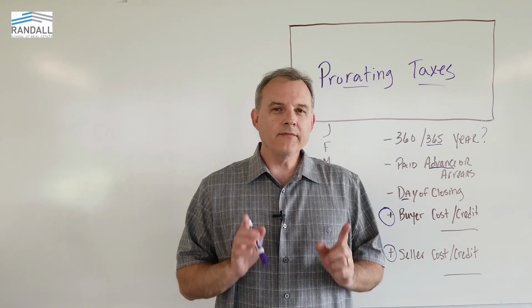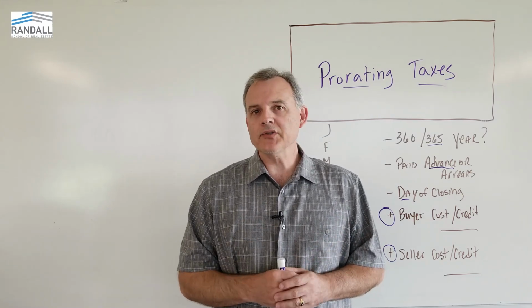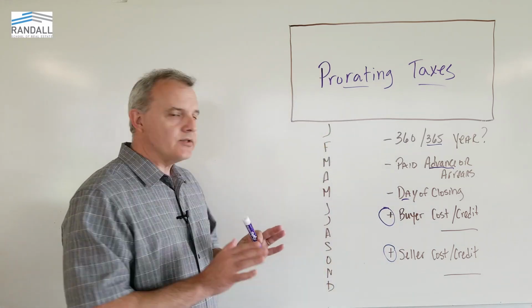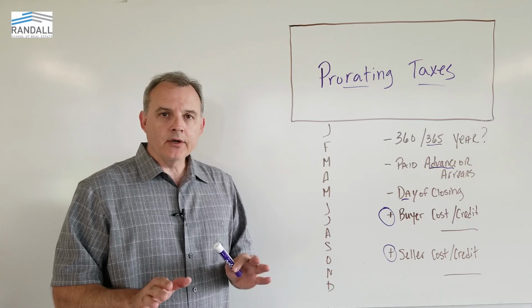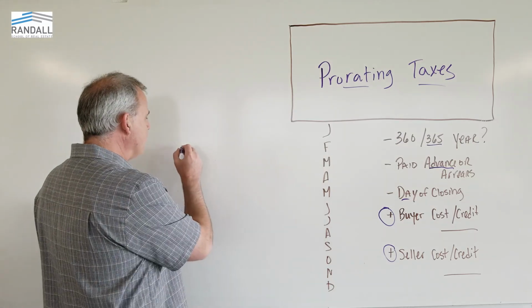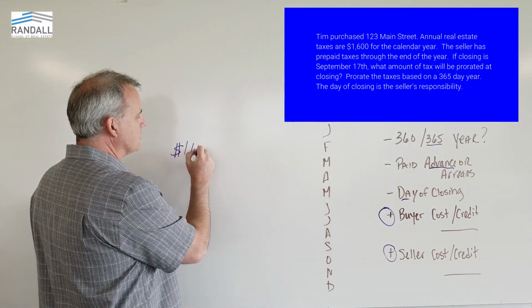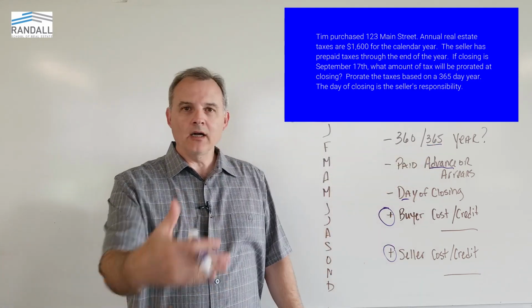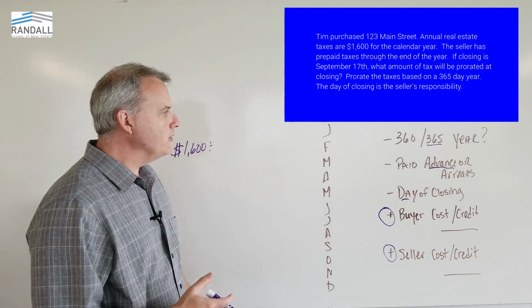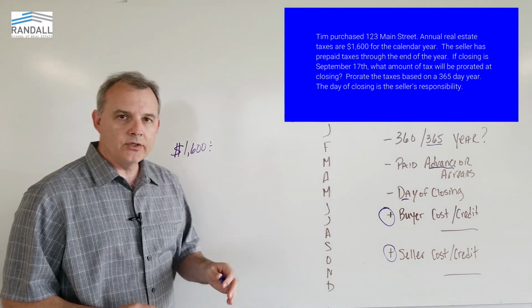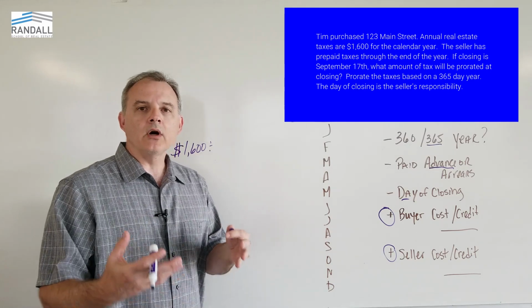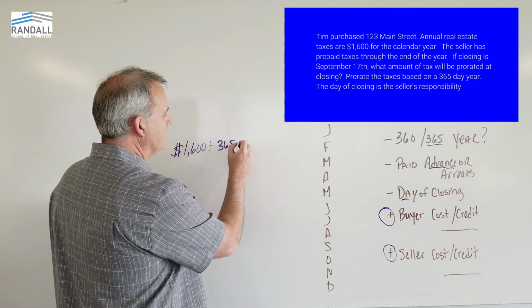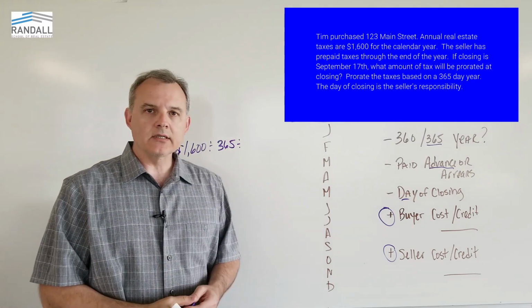All right, so now that we have all the information that we need from our problem, now we can start doing our calculation. So it all starts with the total amount of taxes that are paid each year, and the total taxes paid every calendar year is $1,600. But we know that we're going to make our calculation based on a 365-day year. So what I want to do is turn this $1,600 into our daily rate, or what's called a per diem rate. So that means we're going to take $1,600 and divide it by 365, which represents 365 days.